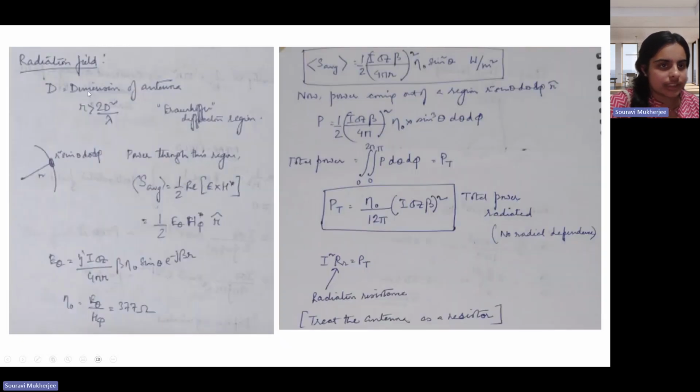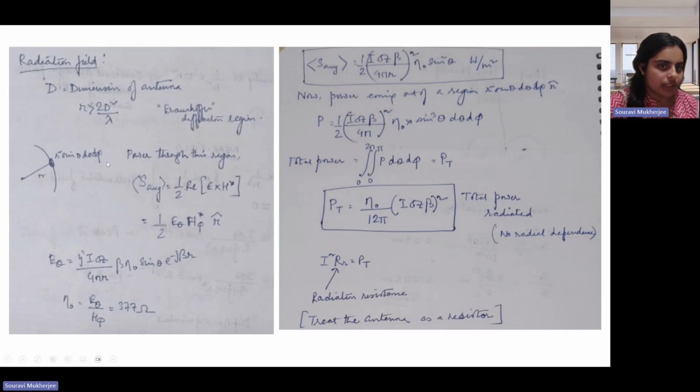Now, in the radiation field where you are far off, the dimensions of the antenna can also tell you whether you can consider it to be a far field regime or not. In that case, your r, which is the distance from the antenna, should in the far field regime always be greater than 2 d square by lambda, where d is the dimension of your antenna.